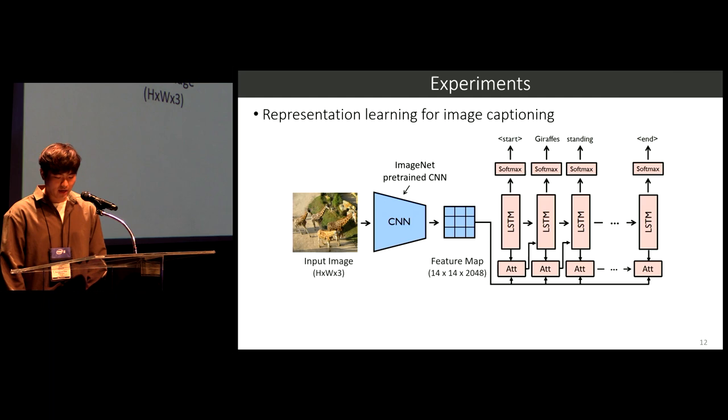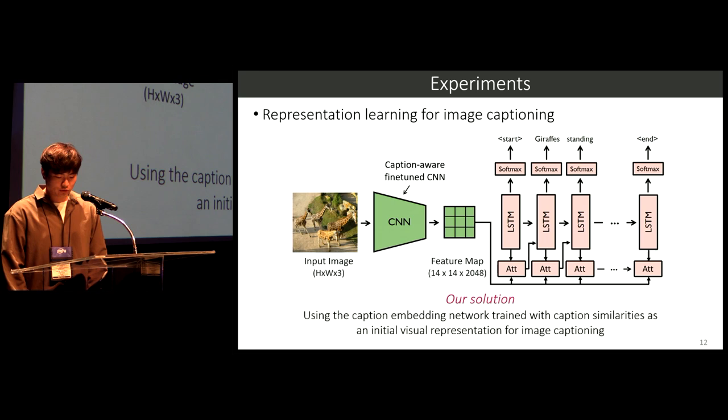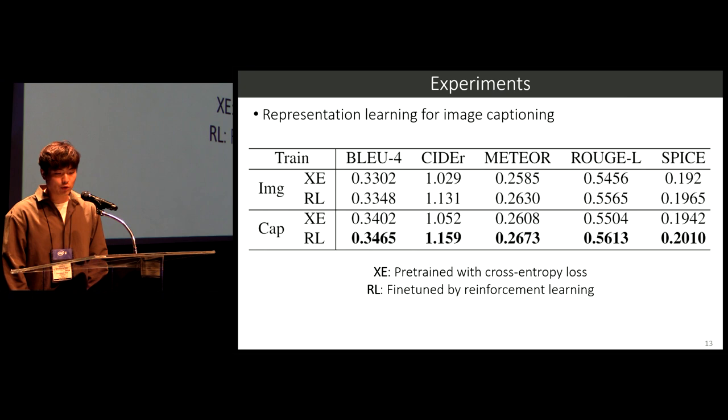Another application is visual feature learning for image captioning. ImageNet pre-trained CNNs have been widely used as fixed visual feature extractors for image captioning. However, they are not aware of captions which are given at training time. To improve the caption quality, we adapt our caption-aware retrieval model trained with caption similarity as a feature extractor. By integrating our caption-aware feature extractor with an existing image captioning model, the quality of generated captions is improved in all caption quality metrics.